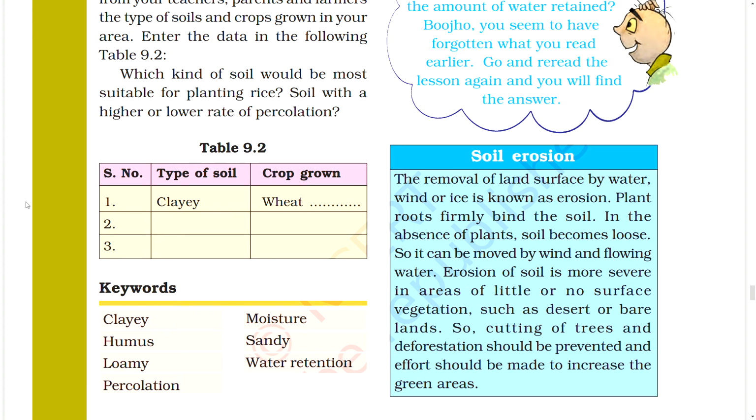Soil erosion. The removal of land surface by water, wind or ice is known as erosion. Plant roots firmly bind the soil. In the absence of plants, soil becomes loose, so it can be moved by wind and flowing water. Erosion of soil is more severe in areas of little or no surface vegetation, such as desert or bare lands, so cutting of trees and deforestation should be prevented and effort should be made to increase the green areas.